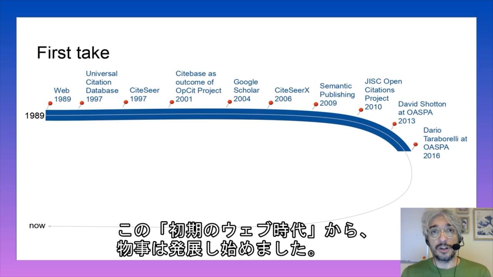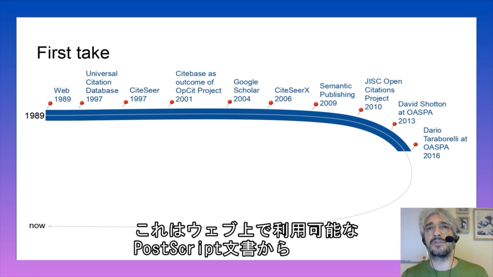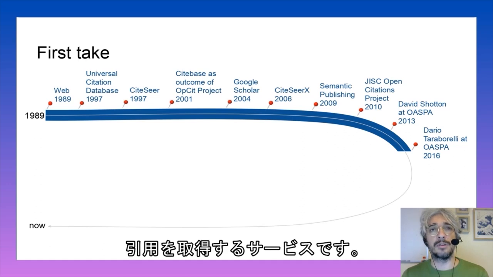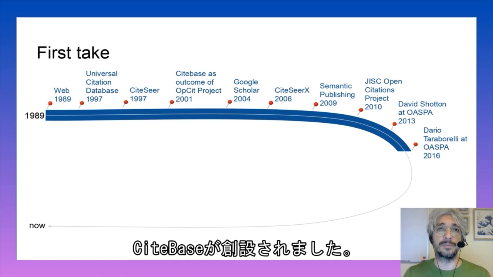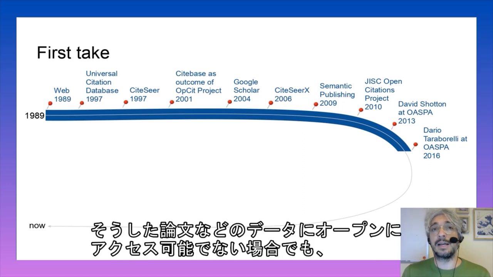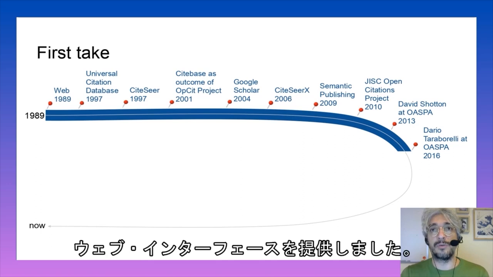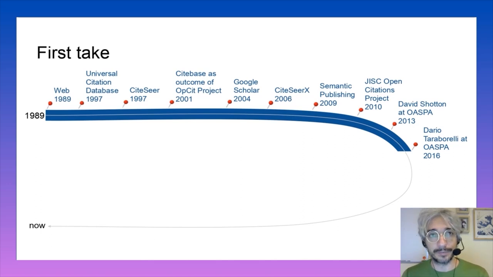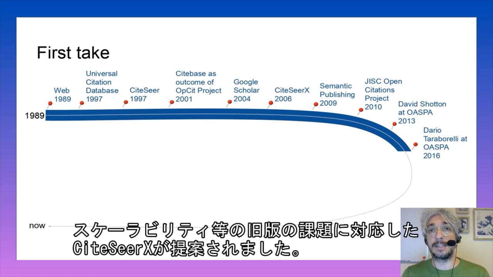From this initial web age, things started to develop. In the same year as Cameron's article, CiteSeer was launched, a service that crawls citations from PostScript documents available on the web. Along the same lines, a few years later, Citebase was created in the context of the OpenCitation project. Still a few years later on, Google Scholar was launched for the very first time and was the first service to provide an open interface for looking at the papers of a scientist and in particular at the citations these papers received, even if the data that are used for building this interface are not openly accessible. CiteSeerX was proposed a few years later as an evolution of CiteSeer in order to address some problems of its predecessor, such as scalability problems in particular.